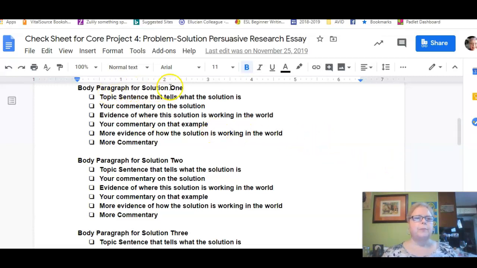Then for body paragraph for solution one, a topic sentence that tells what the solution is, and use your transitions that say, like, one solution for this problem is to do so and so. And then give your commentary on the solution, give some evidence of where this solution is working in the world, give your commentary on that example, and more evidence of how the solution is working in the world, and more commentary.